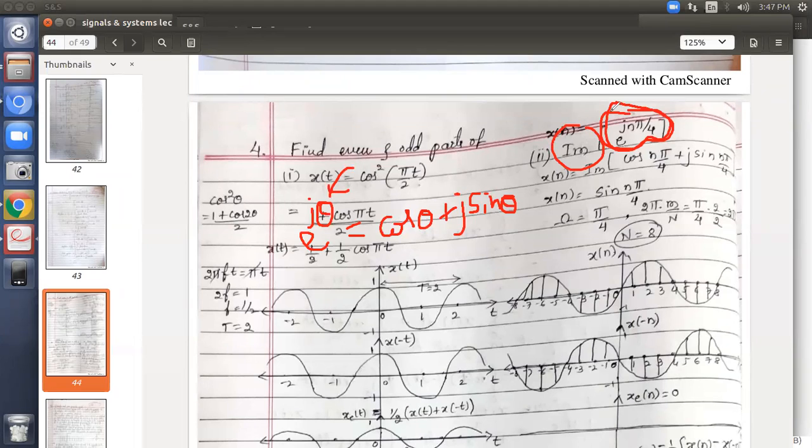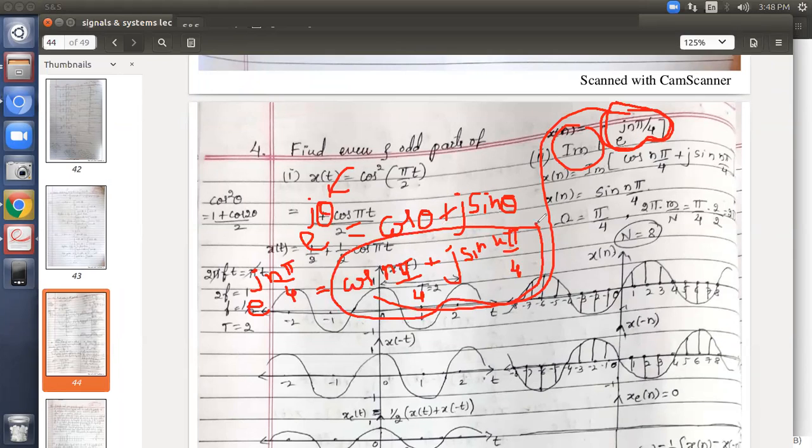So similarly, what is the given question? It is e to the power of j n pi by 4. So expand it, you will get cos n pi by 4 plus j sine n pi by 4. Now, according to the given question, out of this complete expansion, we have two terms, out of which you need to take the imaginary part. So which one is imaginary? Cos or sine? The j term is associated with sine. So the imaginary part will be this.